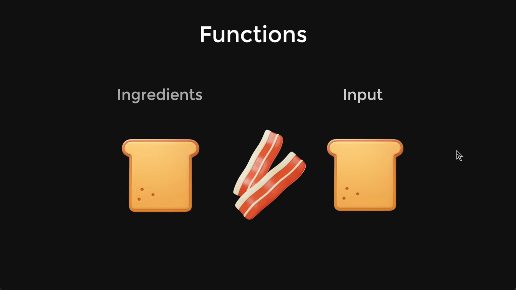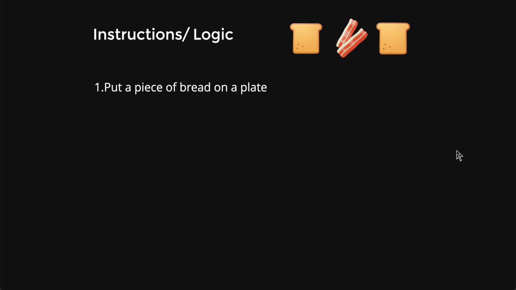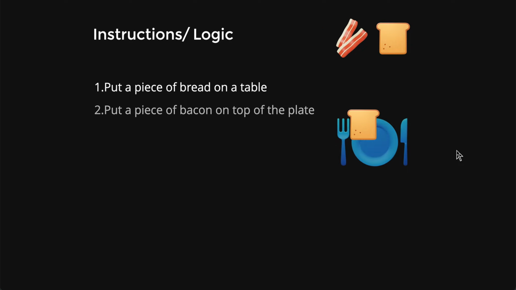as well. The next part of a function is essentially instructions. In this example, it is the instructions on how to create a simple sandwich. In function terms, we call it the logic. So essentially the instructions or the logic of creating a sandwich is, first of all, put a piece of bread on a plate. So I'm going to put a piece of bread on a plate.